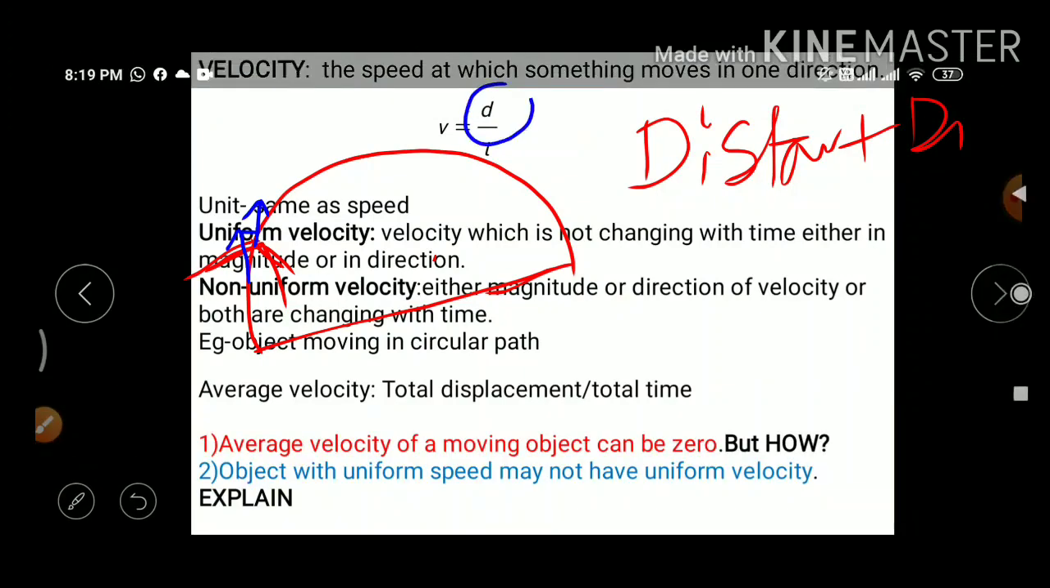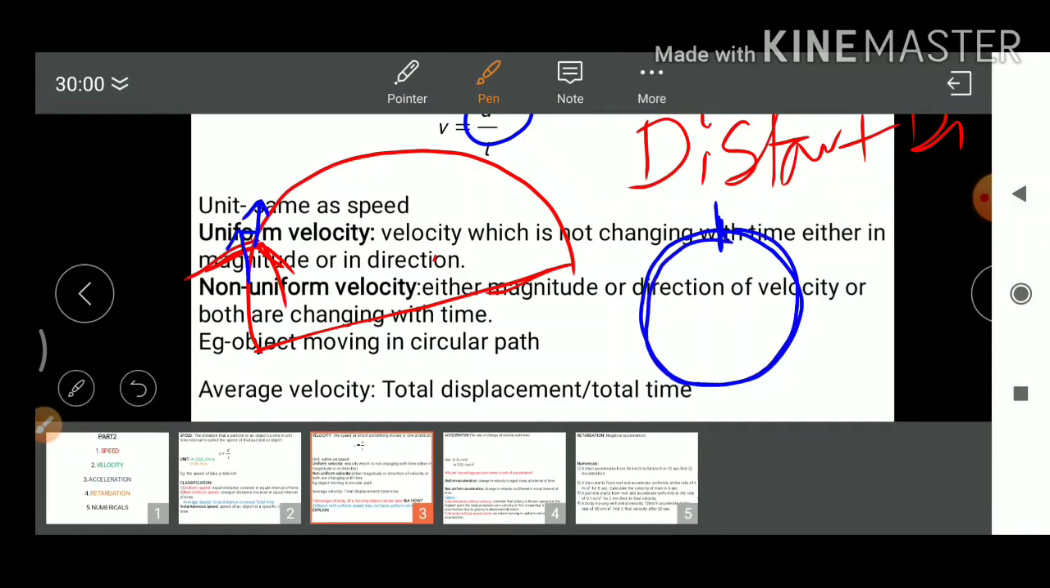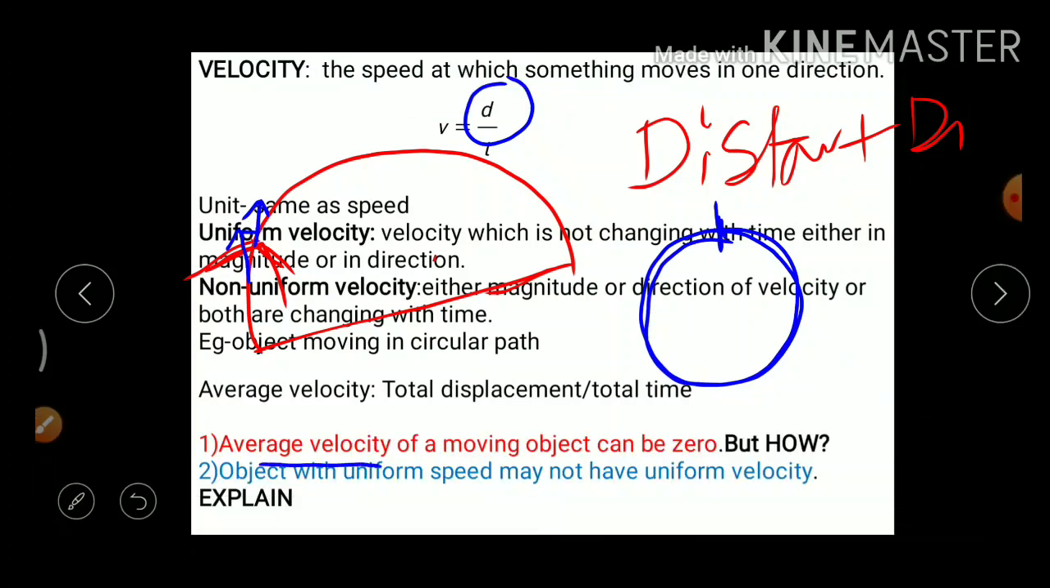As we know, displacement, here D represents displacement, can be 0. We have known this in the first part. So when an object is moving in a circular path, suppose this path, the displacement is 0 because the initial position and final position are the same. In that case, as displacement is 0, the average velocity is also 0, because we know average velocity equals total displacement divided by total time. As total displacement is 0, 0 divided by time, or 0 divided by anything, we get 0. So average velocity is 0.